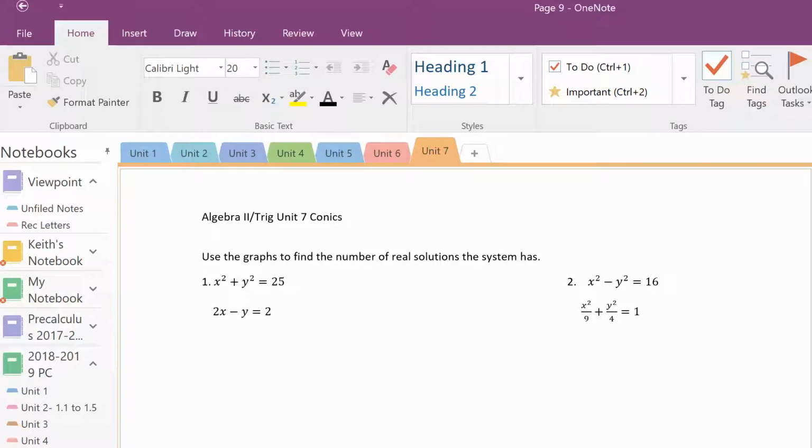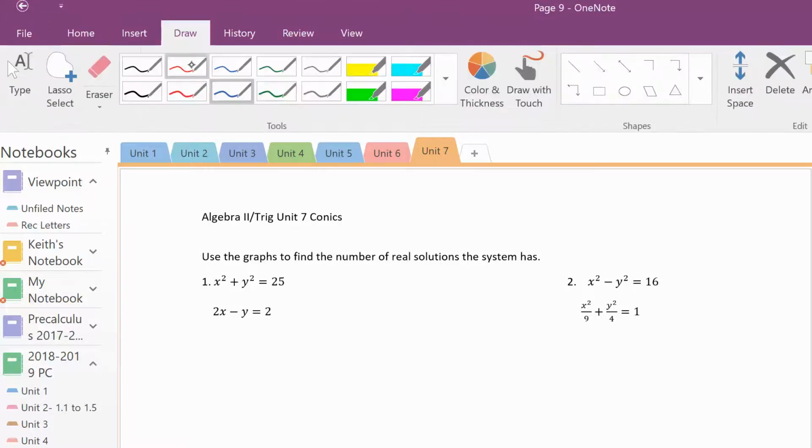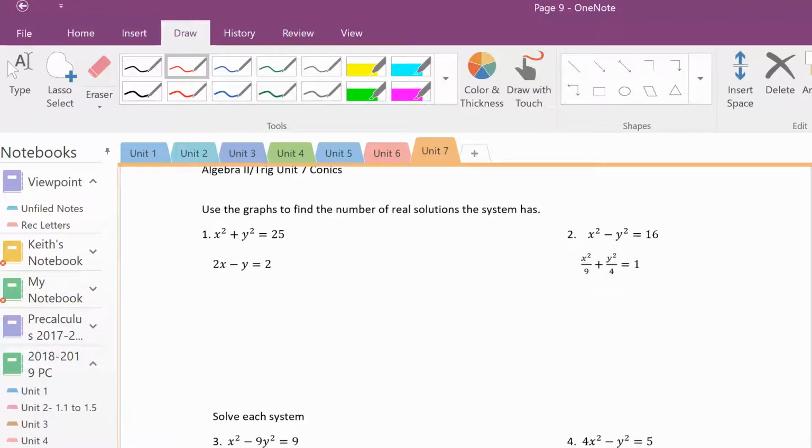Welcome to tonight's video on how to solve systems of equations with the conic sections. First of all, we're going to talk about how to find the number of real solutions a system has without solving it. So the first thing you want to do is determine what equation you're looking at.